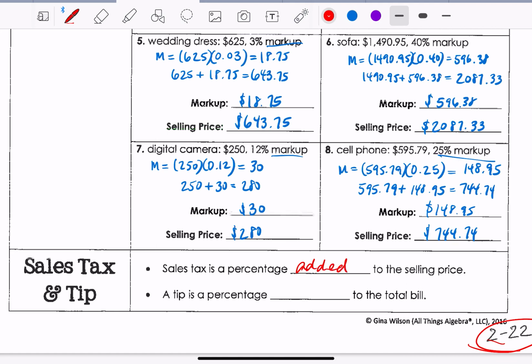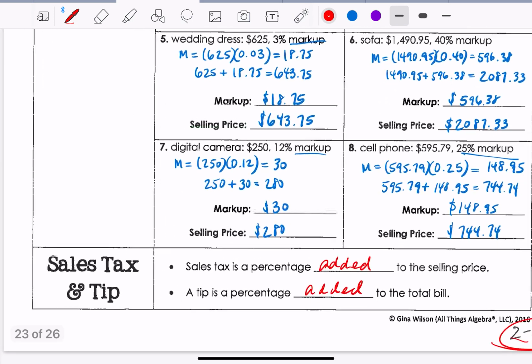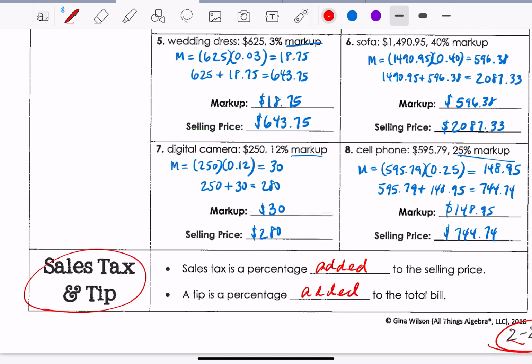So when you pay sales tax on an item, they add more to the price that you pay for the item. A tip is a percentage added to the total bill. So when you tip somebody, you take how much you're paying for the service you're getting and figure out the percent you want to pay extra, and then you add that to the bill. So sales tax and tip, you pay more added to cost, right? You're going to add those in.